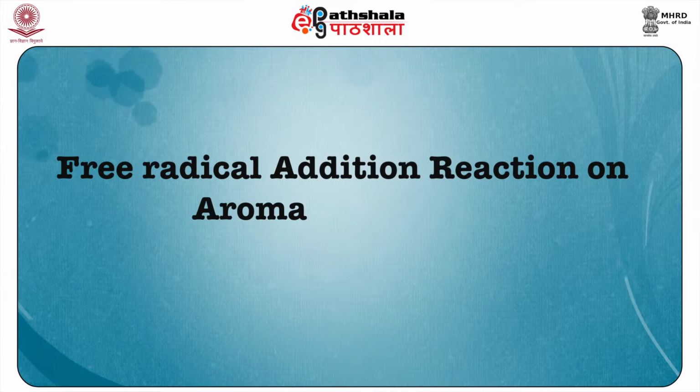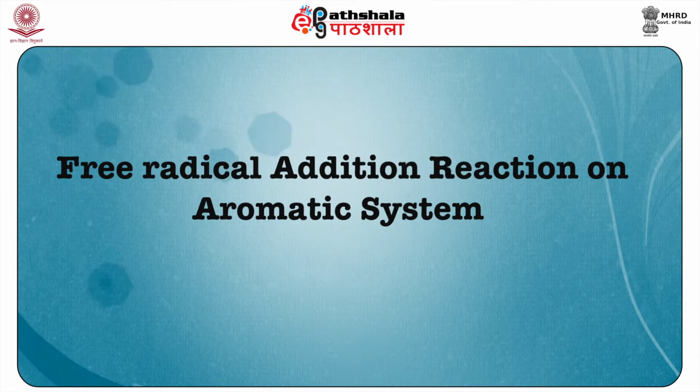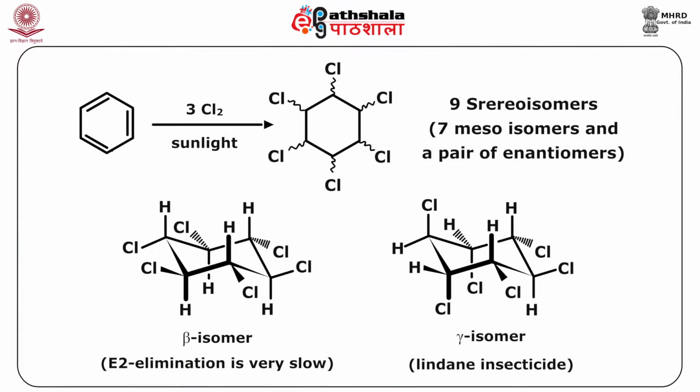Free radical addition reaction on aromatic system. Benzene is more susceptible to radical addition reactions than to electrophilic addition. Note that benzene does not react with chlorine or bromine in the absence of catalyst and heat. In the presence of strong sunlight or with the radical initiators, benzene adds these halogens to yield hexachlorocyclohexanes, 9 stereoisomers. The addition of chlorine is depicted here.